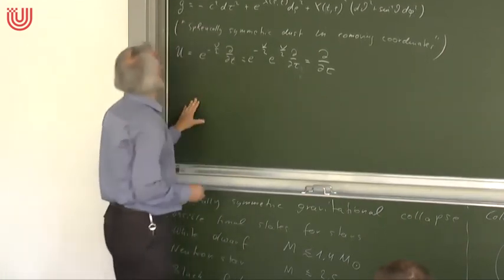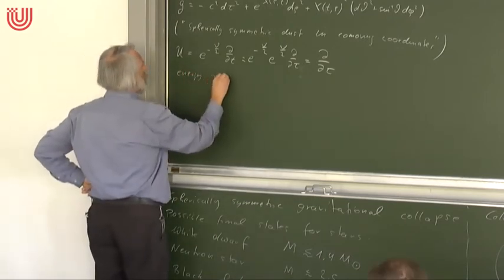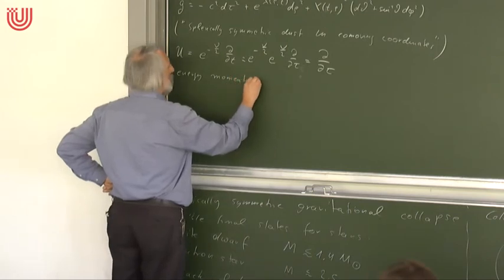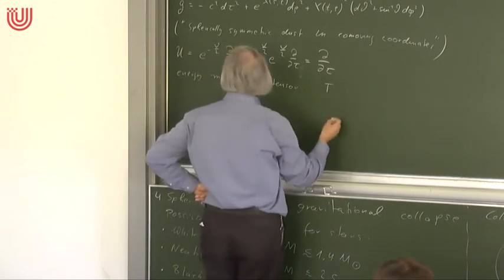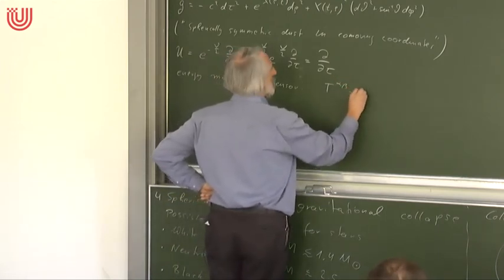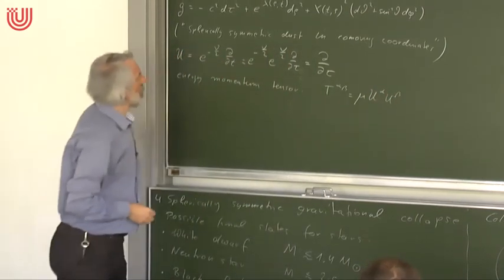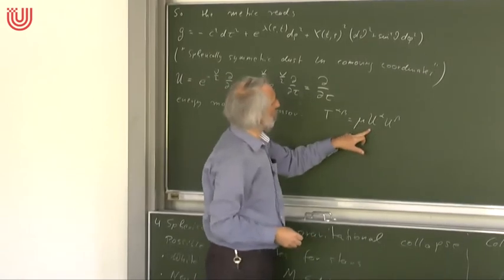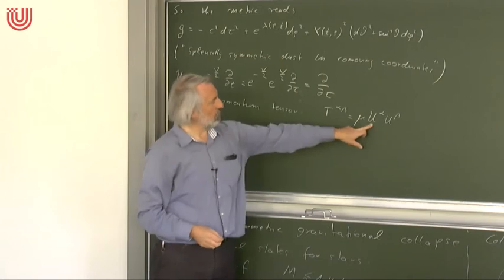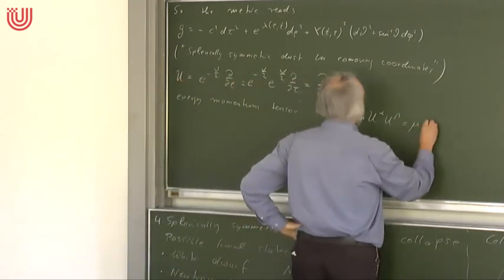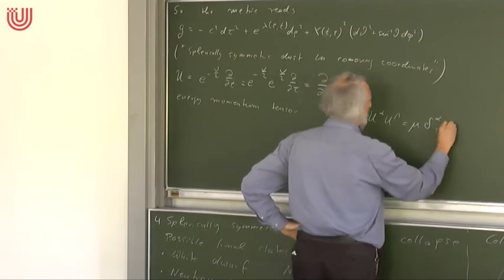Okay, and the energy momentum tensor is now T alpha beta, mass density times u alpha u beta, and this is now just the Kronecker delta alpha tau. If I use the coordinates tau, rho, theta, and phi, then this is just the Kronecker delta alpha tau. So this is not an index tau, it refers to the coordinate tau.